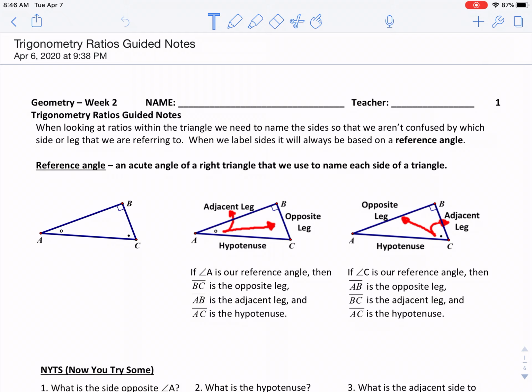All right. There's several different pieces to this, so this might be a little bit of a longer video. I apologize for that in advance. All right. The first thing that we're going to talk about is what is known as a reference angle.